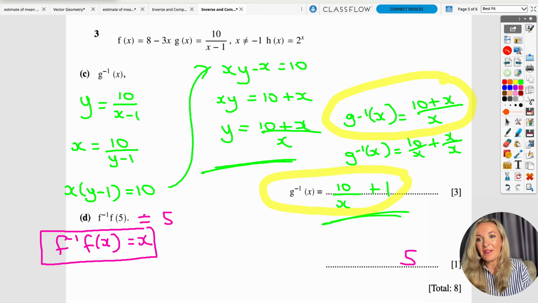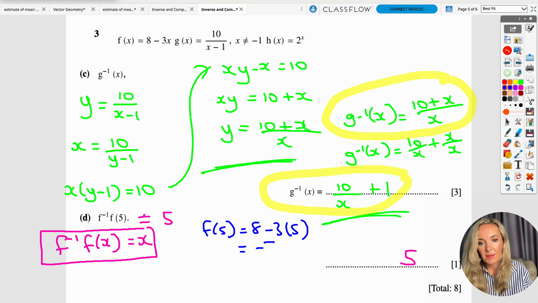Basically, if you do a composite function of an inverse function with its original function, then they almost cancel each other out. It's like the f and the f to the minus 1 cancel each other. We can prove it for ourselves now if you like. So f of 5, let's put it into a different colour. f of 5 is equal to 8 minus 3 times 5, or 8 minus 15, which is minus 7.